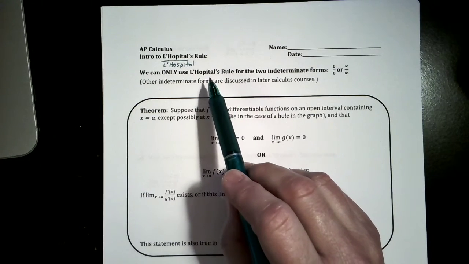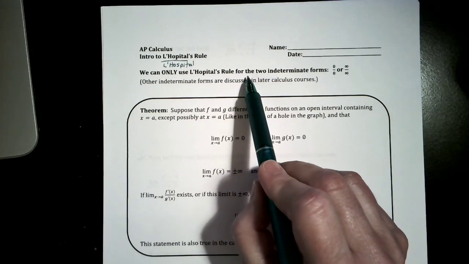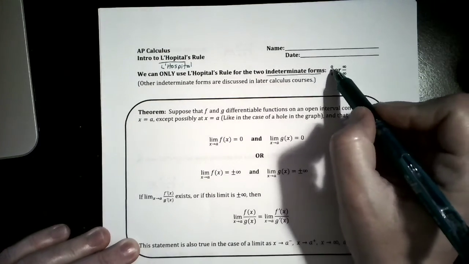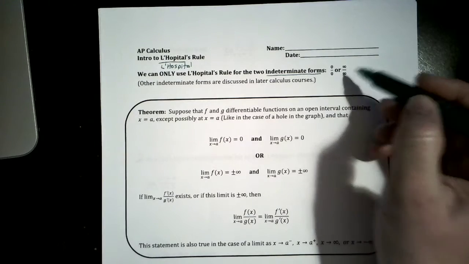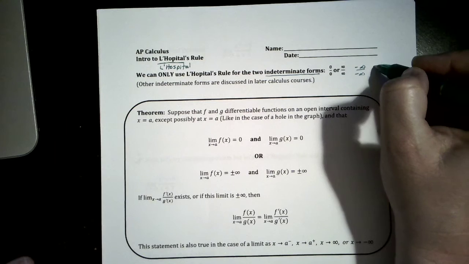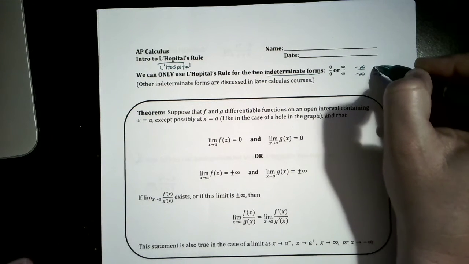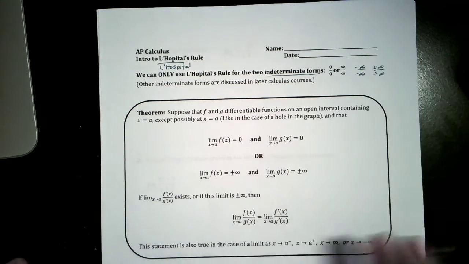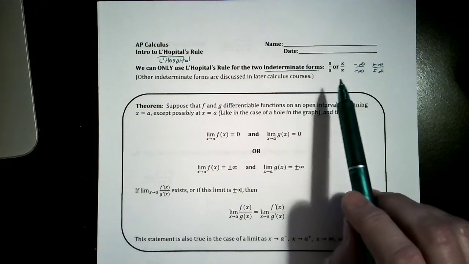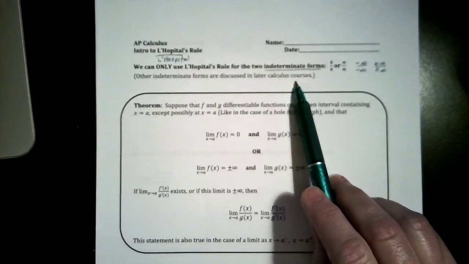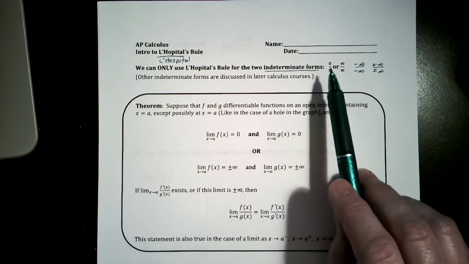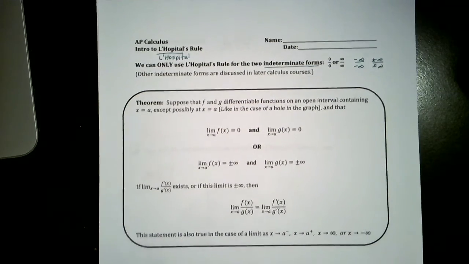You can't use it for every limit, but you can use it for any limits that result in indeterminate forms of 0 divided by 0 or infinity divided by infinity. This also applies to negative infinity divided by negative infinity or any combination of the two, so plus or minus infinity. There are other types of indeterminate forms, but they are covered in later calculus courses. For the AP AB exam, you just have to worry about 0 over 0 or infinity over infinity.